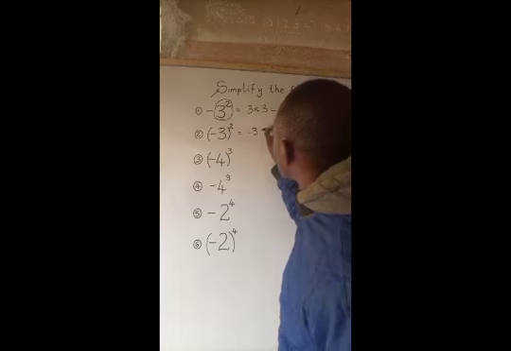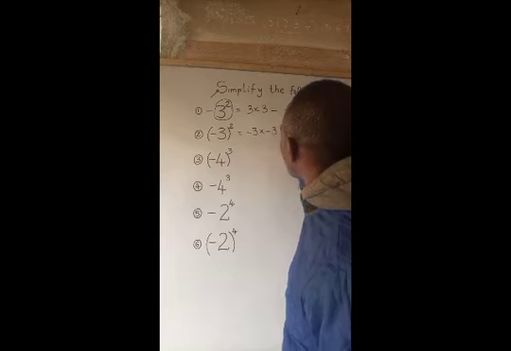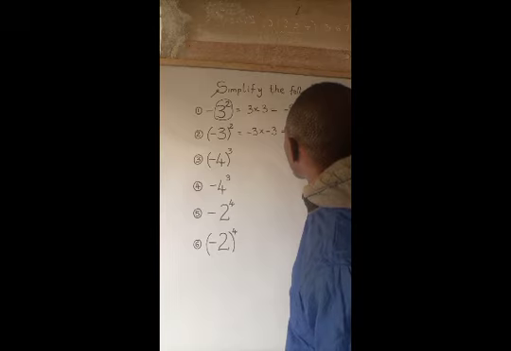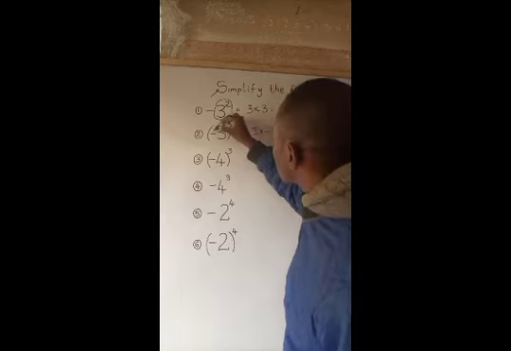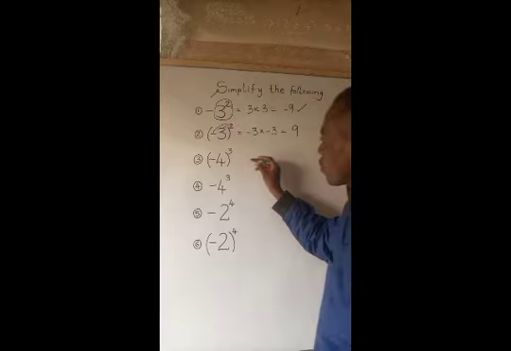minus 3 times minus 3, okay, which is equal to what? Plus 9, but the plus is invisible. That is minus times minus, 3 times 3. We move to number 3.